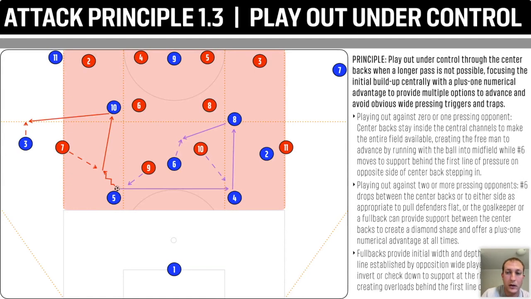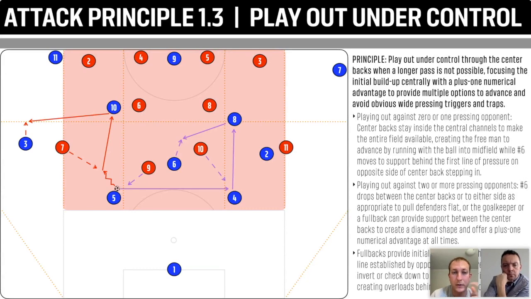So to create overloads behind that first line of pressure, meaning if the 9 pressures the center back and the winger stays wide and there's a gap that they can go into, okay, then go inside and maybe receive that ball in behind that first line if you have to.